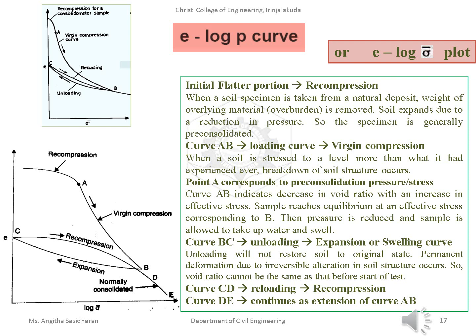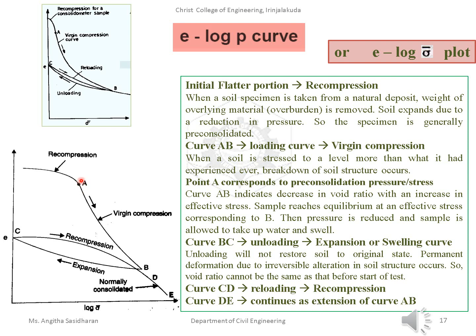And again, if you reload it, that curve is again recompression. What do you mean by recompression? Initially when we had stopped the loading, it is at the point B. So at B it was experiencing some sigma dash. So up to sigma dash the soil has experienced, and after that we had unloaded that. Again if you are reloading, this range of stress is already experienced by that. So again this part can be considered as a recompression, similar to the previous one.